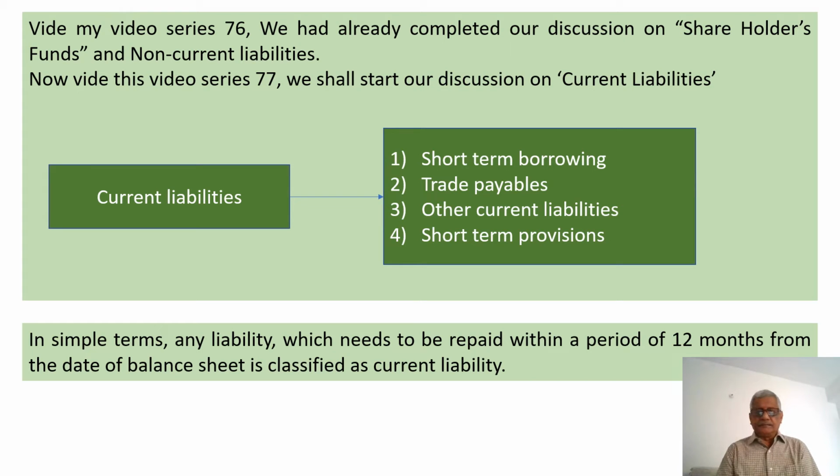In simple terms, any liability which needs to be paid within a period of 12 months from the date of the balance sheet is called a current liability. Suppose the balance sheet is as on 31/3/2020. Any liability which needs to be paid on or before 31/3/2021 is a current liability.